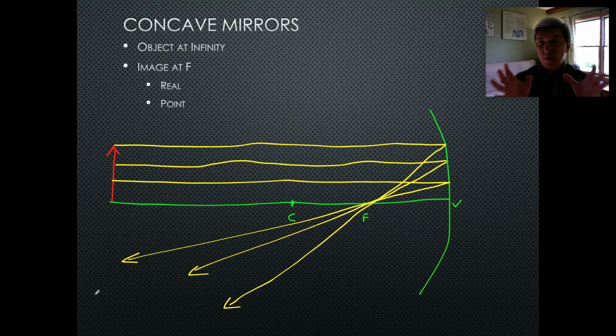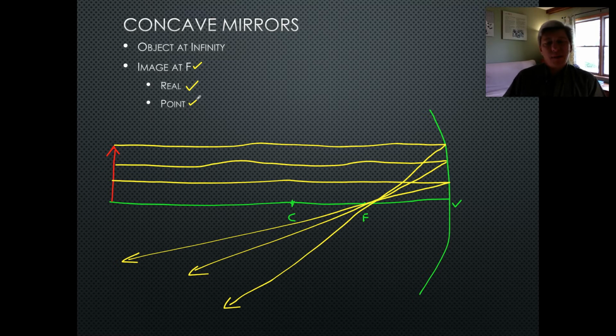All right. So is there an image? Yes, indeed. The image is located at point F. The image is real because it's located on the same side of the mirror as the object is. And finally, the image is at a point. All right. And so there will be a focal point right there. Okay. All right. Now, so that's for an object at infinity.